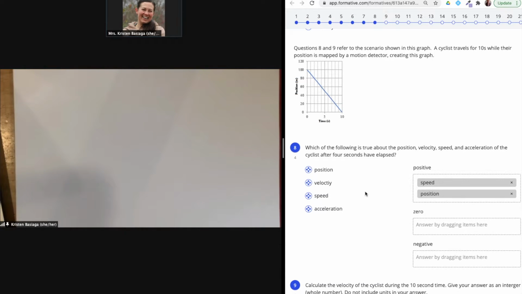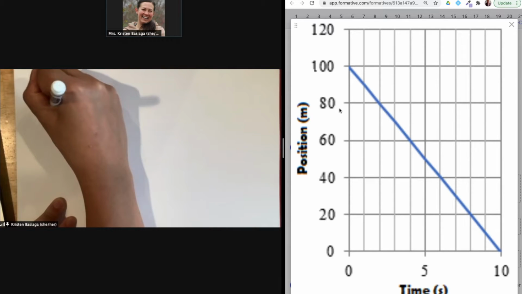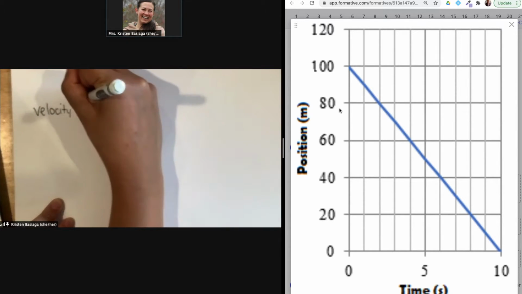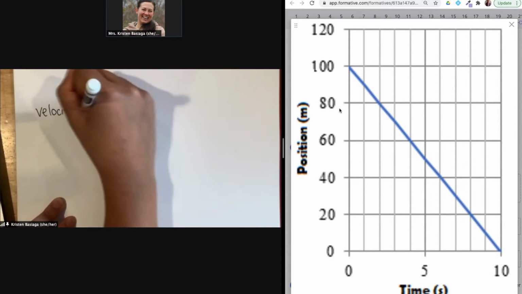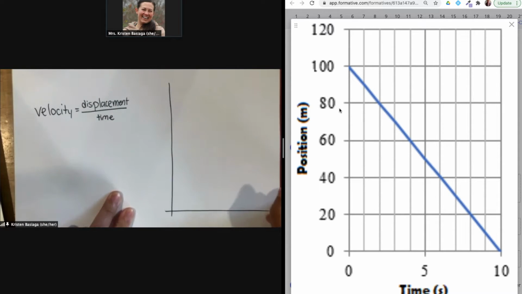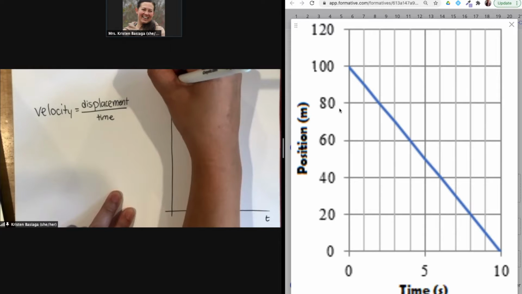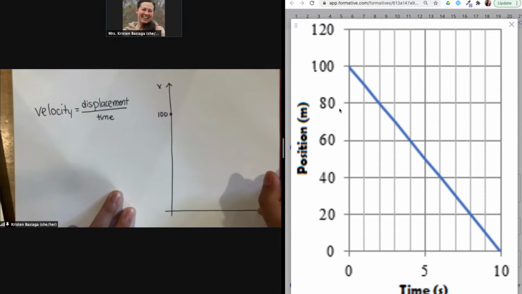What about the velocity, though? The velocity is the change in position over time. Or you can write it as velocity is displacement over time. It's telling how fast you are traveling and in which direction. So let's check our position versus time graph here. And since this is a straight line, I can pick any points along this line to do this math, but I'm going to pick the easiest ones to work with.